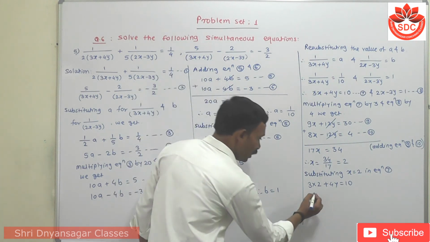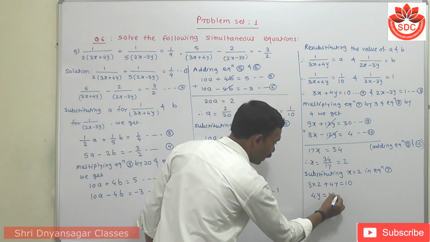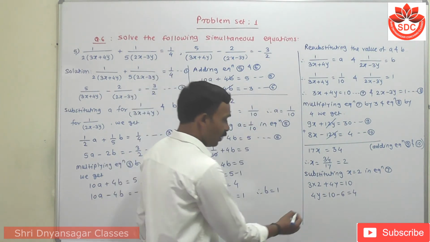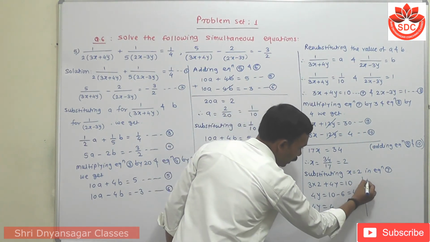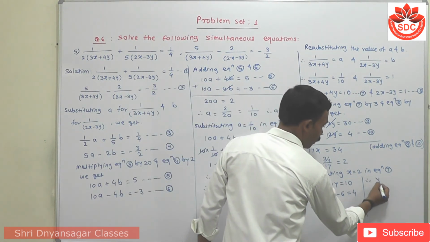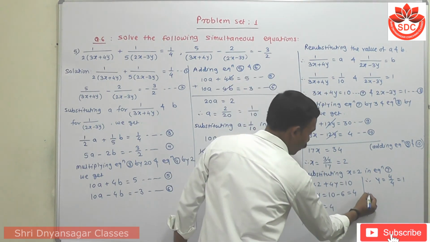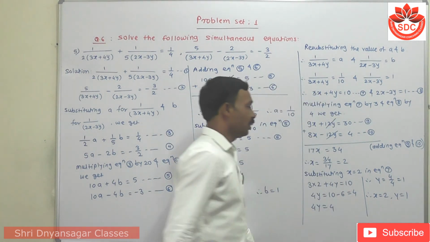3 twos are 6. I have to transpose this again to the other side. 4y is equals to 10 minus 6 is equals to how much? 4. Again 4y is equals to 4. Here I have to write y is equals to 4 upon 4 is equals to how much? 1. Means that the value of x is equals to 2, comma y is equals to 1 is the solution of the given equation.